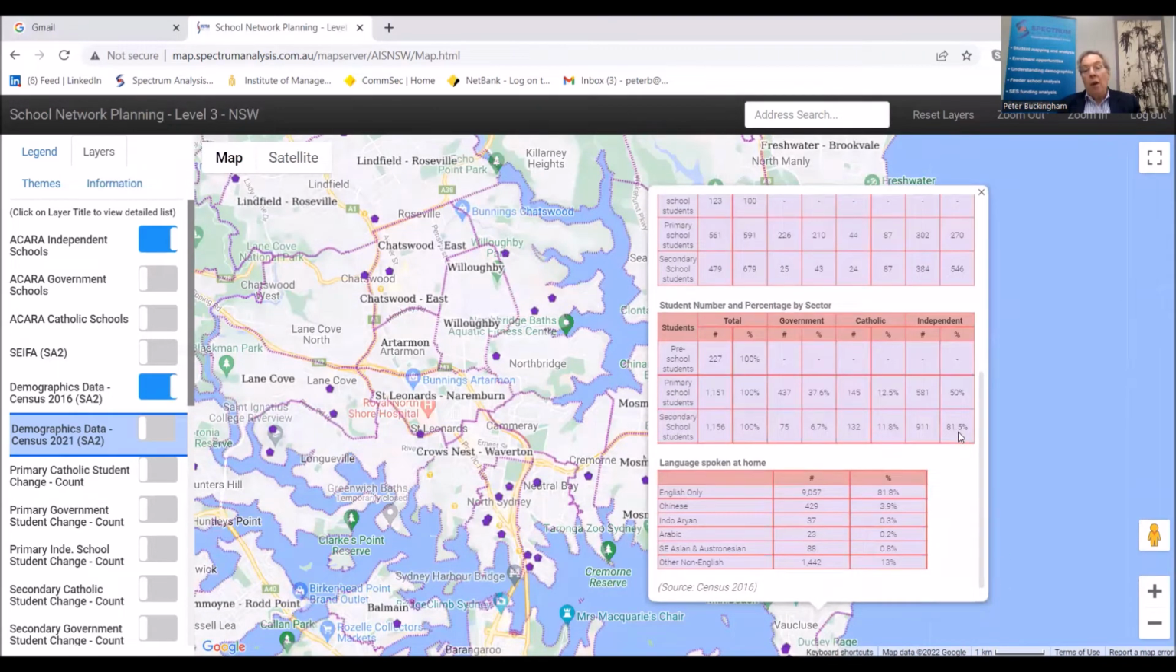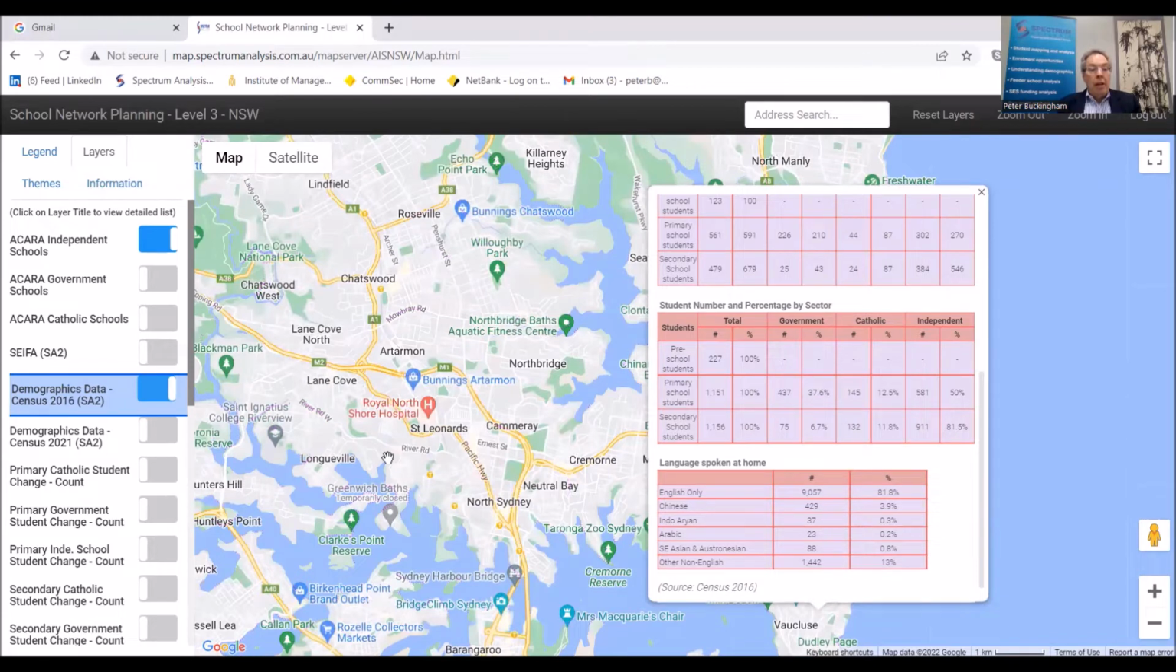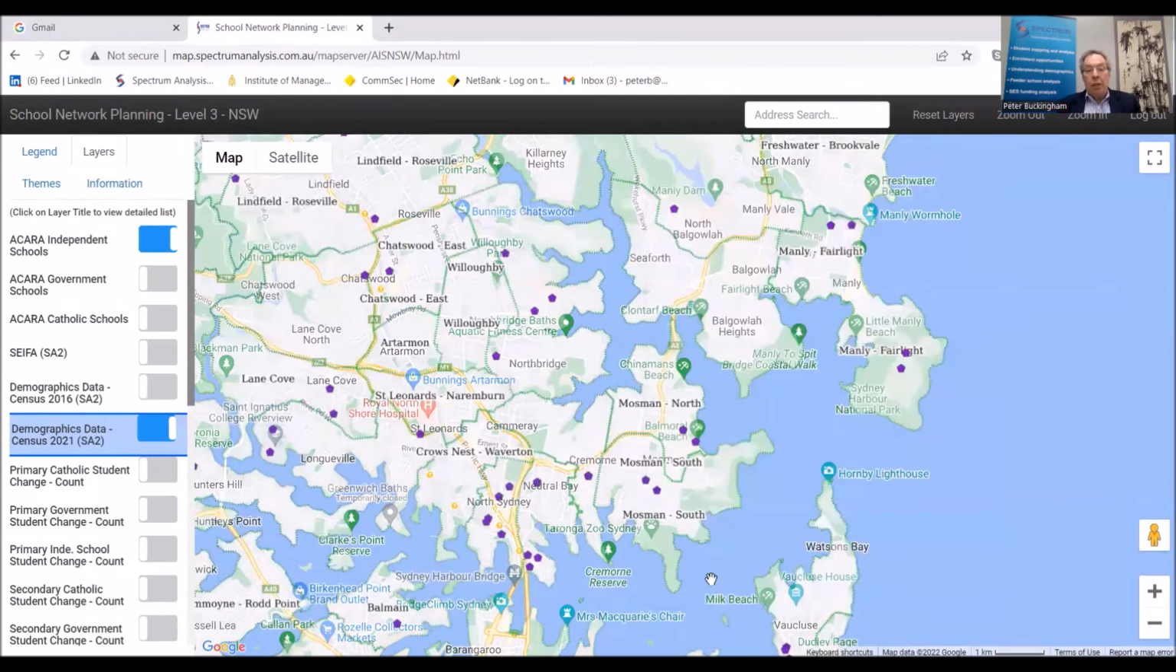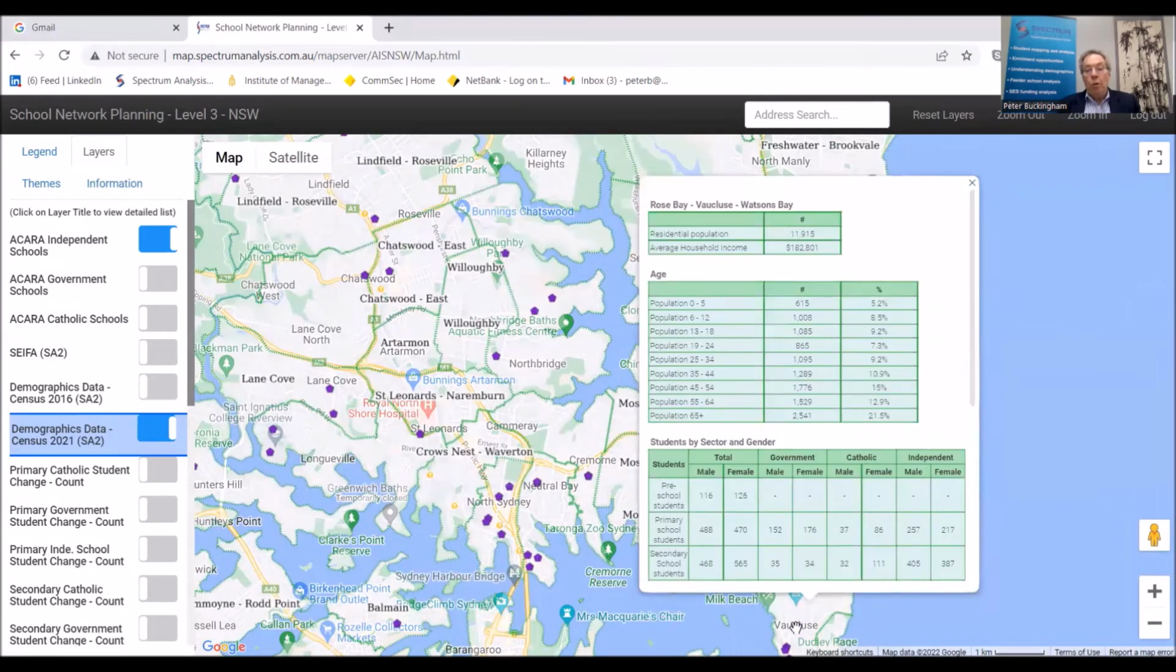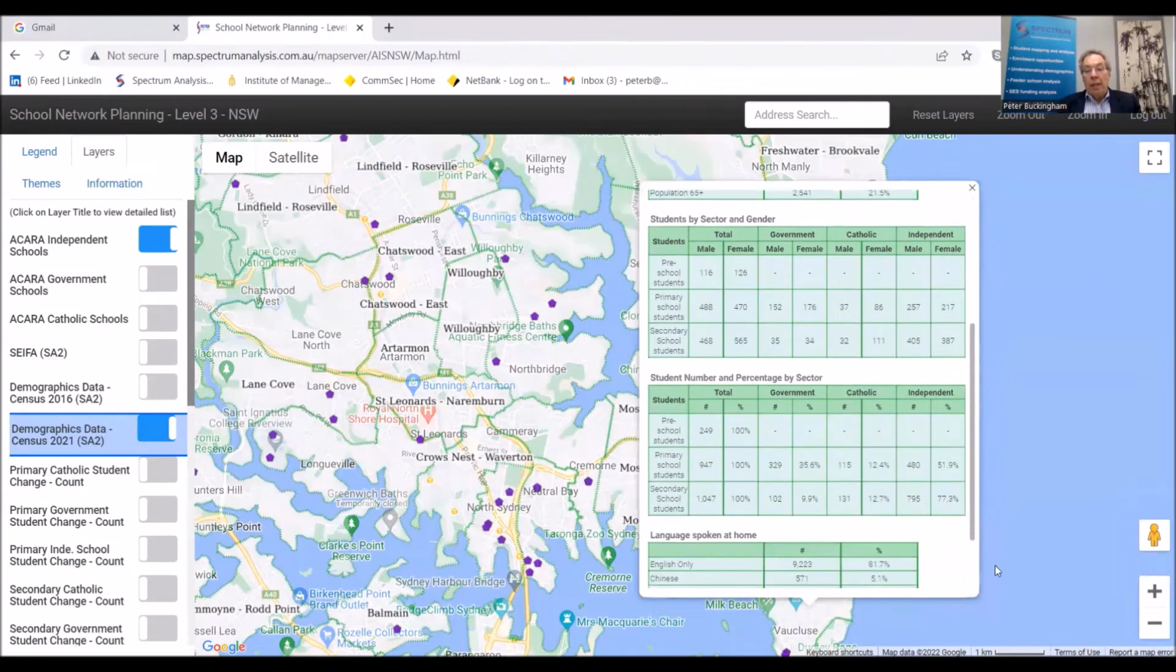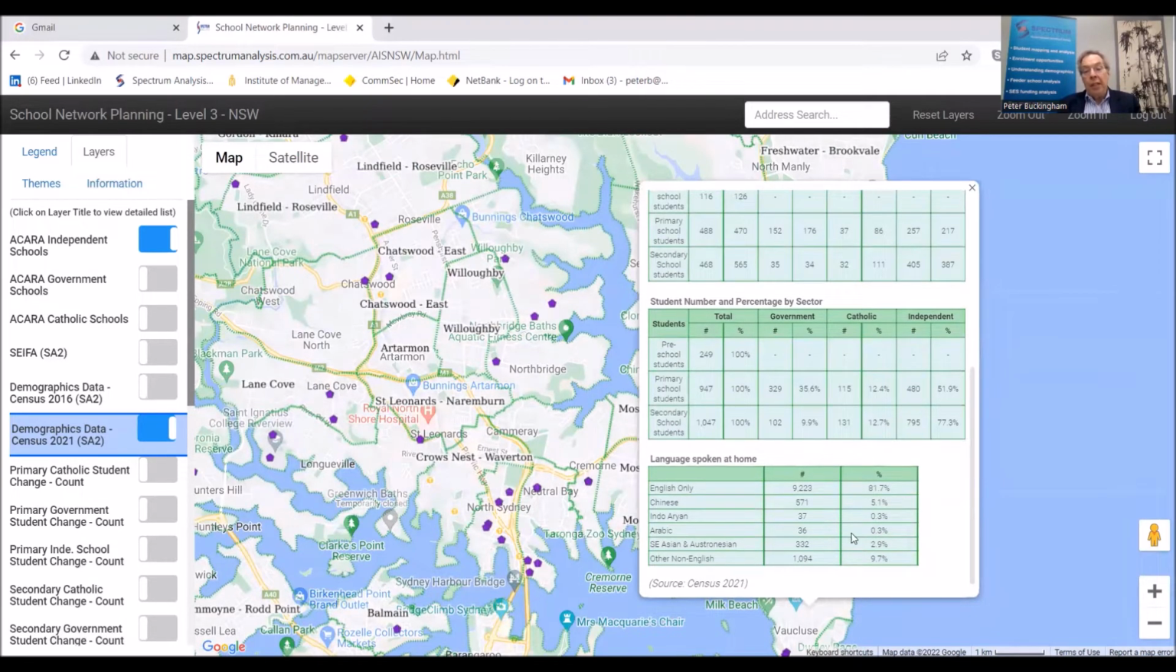So it was actually at 81% in the previous census. So it's gone down a bit on number going to independent schools. Okay, so the last part of that segment I want to just touch on and stick with Vaucluse is what is the ethnicity of the area? And the best way we judge ethnicity is language spoken at home. So a lot of English, a bit of Chinese, not much else.